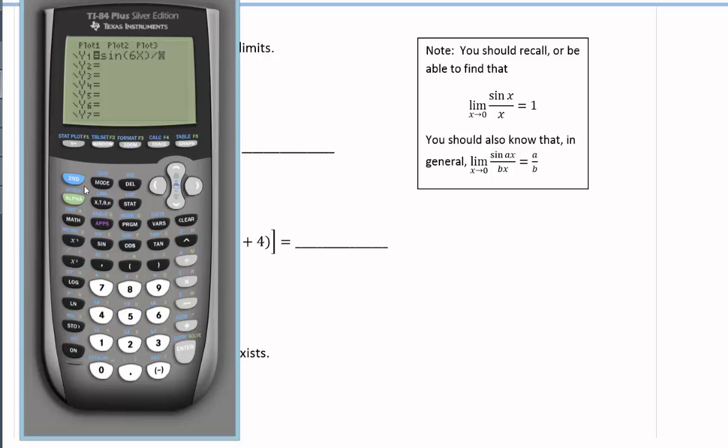Let's make it a little more interesting. Let's change the denominator to 2x. Well, what's 6 divided by 2? 6 divided by 2 is 3. So if you graph that, I guarantee you, as x approaches 0, which means basically at your y-axis, you see it goes up to 3 perfectly here.